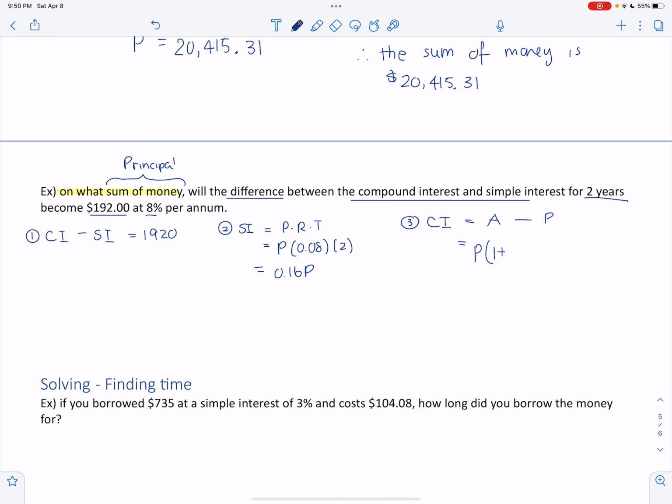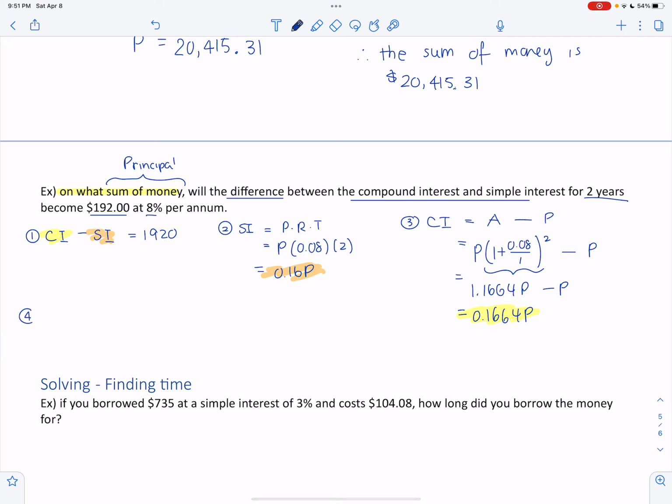Number 3, compound interest, again, is the accumulated amount minus the principal. The accumulated amount is 1 plus 0.08 over 1, since this is per annum, which is nice, all to the power of 2, times P, minus P. Typing this part into a calculator, 1.1664 times P minus P, you get 0.1664P. So the calculator work is 1.1664 minus 1. Match that back: that is your CI, and this is your SI.